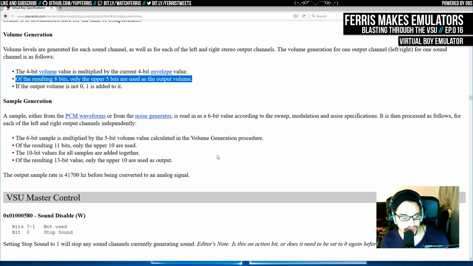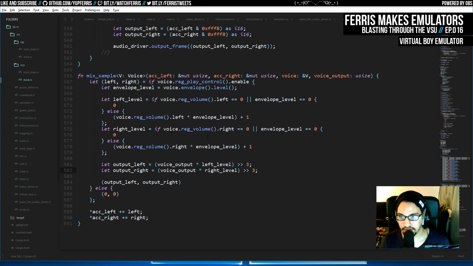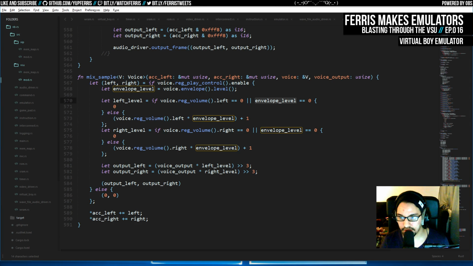Daniel Collins said scroll down a bit, and then he said it says the resulting value is 13-bit, and you should use 10-bit, or the 10-bit is used for output to be more correct. Yeah, it's the upper 10 bits of... let me show you here. So this is a 4-bit value. This is a 4-bit value. We're going to multiply those and get an 8-bit value.